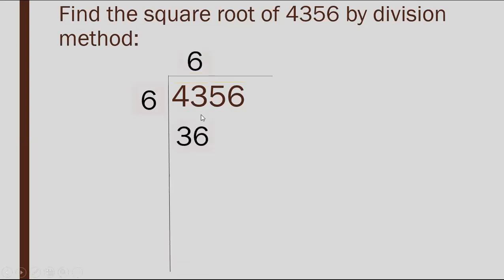6 into 6 is 36. Okay, because 7 into 7 is 49, so the number will become greater than 43. We have to find the number which when multiplied by itself gives either 43 or less than 43. Are you getting me?